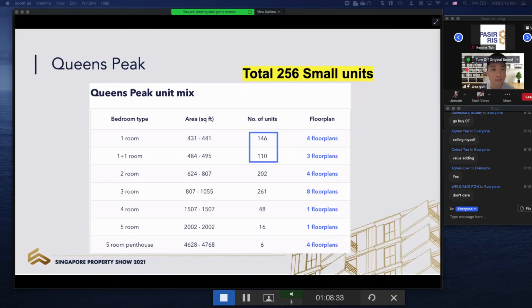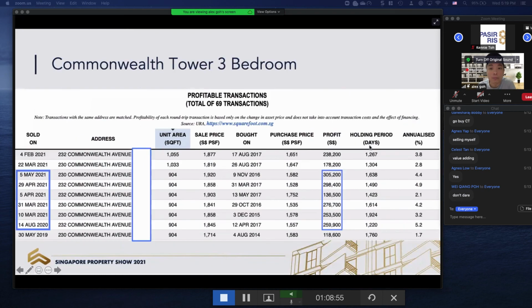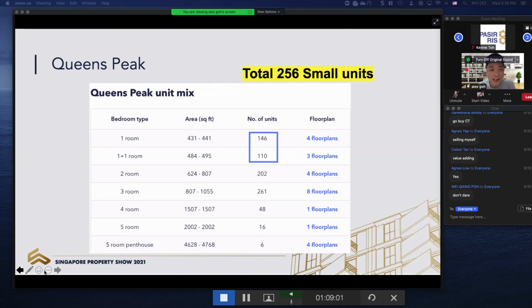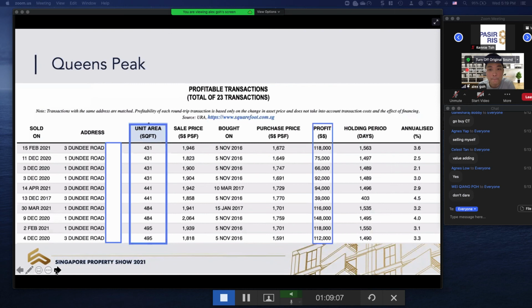Depends on the layout. It depends on the layout, right? So we can see that there are more units introduced to the area, which leads to people choosing Queen's Peak rather than Commonwealth Tower. Then most importantly, like what you said earlier, we have to take a look at the layout. So let's take a look at the layout right now. Sorry, the one bedroom doesn't have a layout. Oh, okay. So now let's move on to the next slide first. For Queen's Peak, this is for the three. This is for how many bedder?